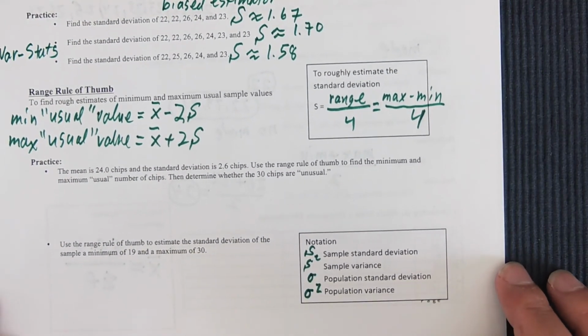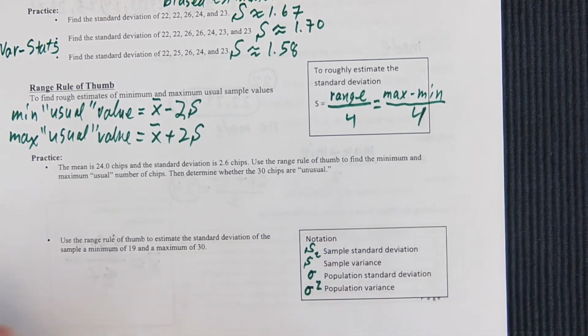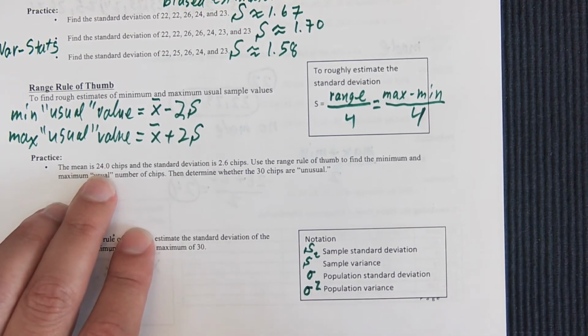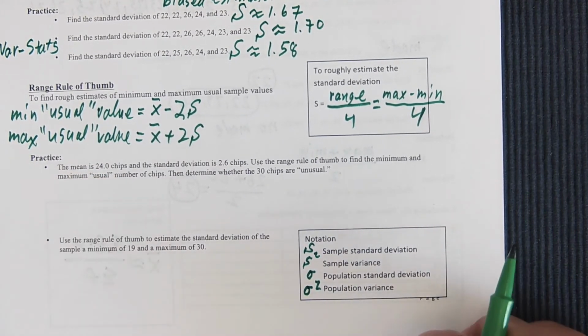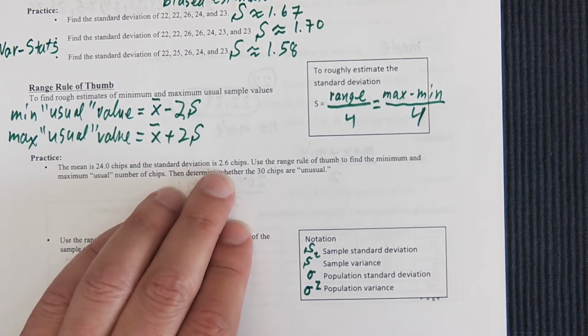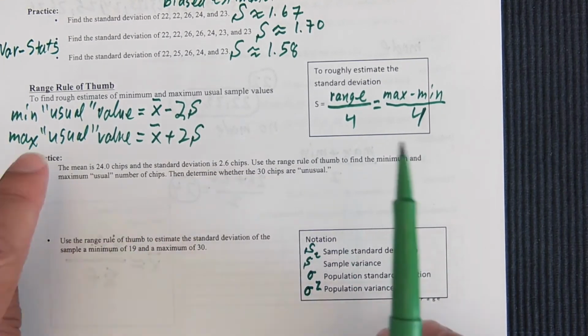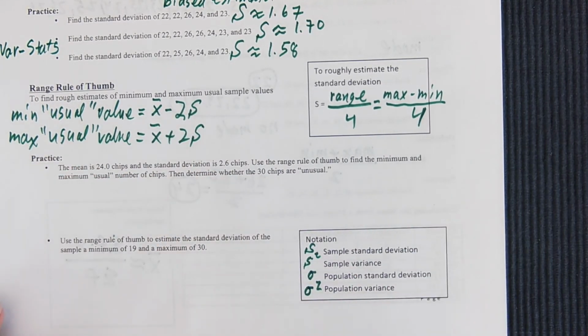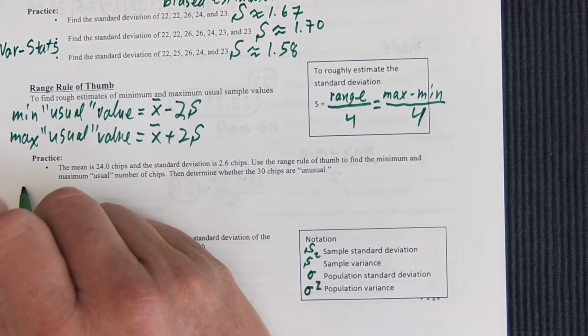All right. So we have a mean of 24 chips. By the way, these are chocolate chips on a chocolate chip cookie. The context was lost by this version of it. So that's what we mean by chips. And the standard deviation is 2.6 chips. We're going to use the range rule of thumb, that's this here, to find the minimum and maximum usual number of chips.